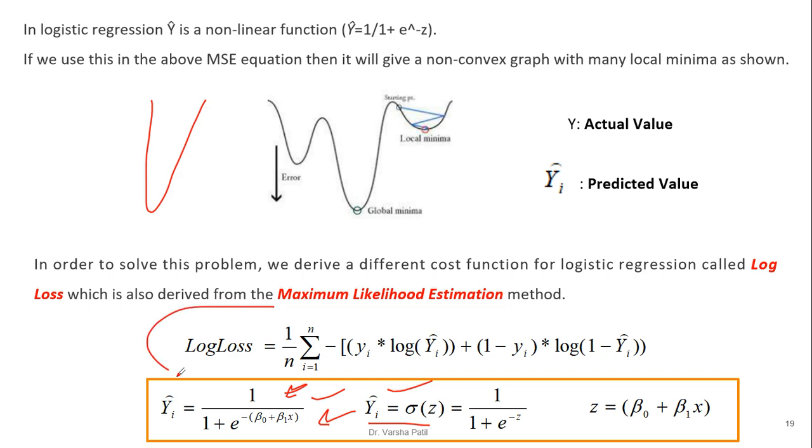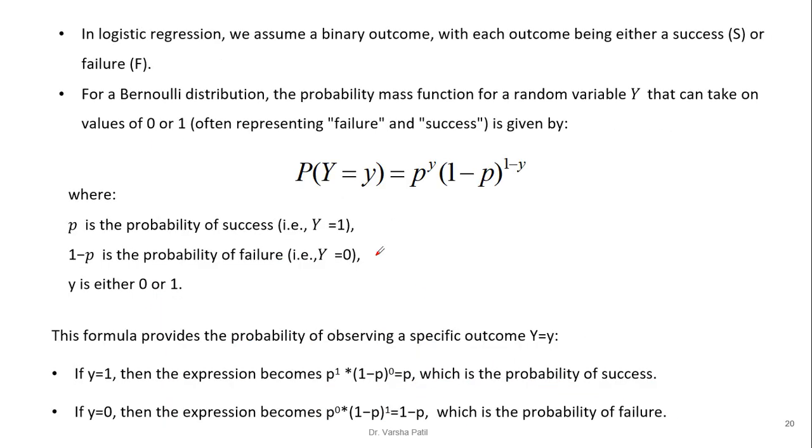This formula basically comes from the Bernoulli distribution. Now we will see how this formula is derived. In logistic regression, we assume a binary outcome, with each outcome being either success or failure. For the Bernoulli distribution, the probability mass function for a random variable y that can take the value 0 or 1 is given by p of y equal to p raised to y into 1 minus p raised to 1 minus y. Here p is the probability of success and 1 minus p is the probability of failure. So here y is either 1 or 0.